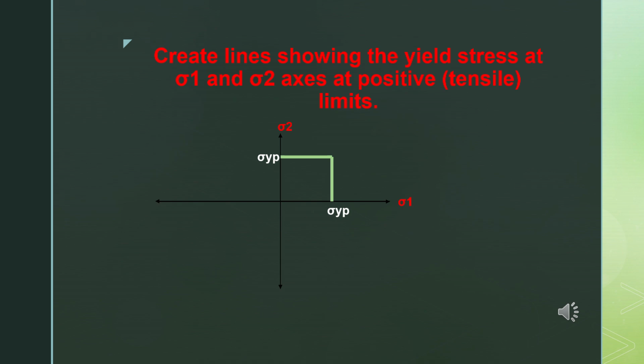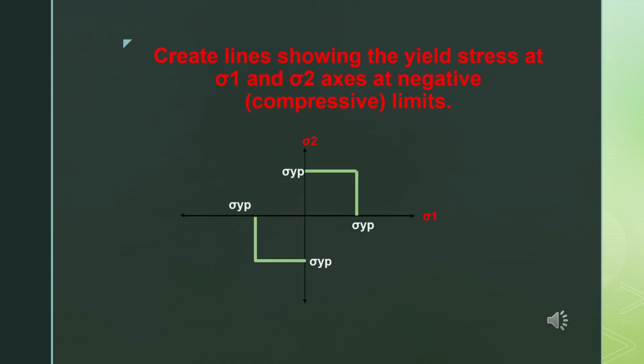The next step will be drawing a vertical line corresponding to the sigma yield point, that is the yield point stress, on the sigma 1 axis. Next, in the positive sigma 2 direction, we draw a horizontal line representing the sigma yield point on the sigma 2 axis. So these two lines meet at a point. The next step will be that whatever we have done on the positive side of sigma 1 and sigma 2, the same thing we do on the negative side of sigma 1 and sigma 2. Again, two lines meeting at a point.